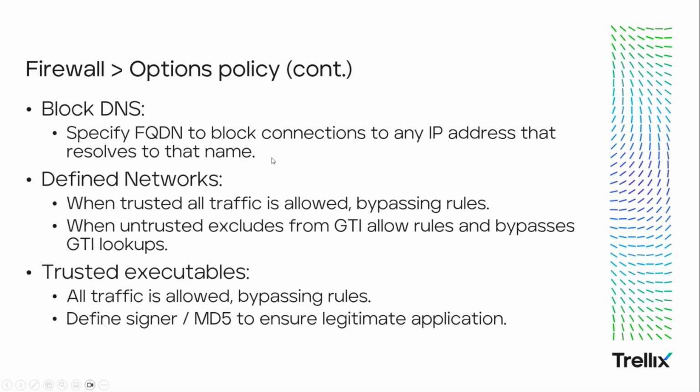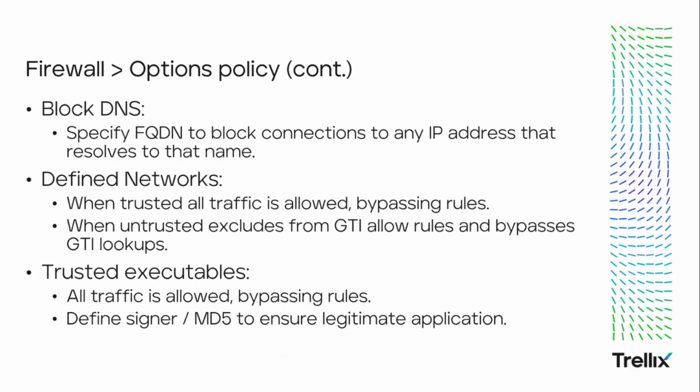The second section is defined networks. These are networks that you trust. They would typically be your internal network ranges, whether that's specific IPs, sets of IPs, entire ranges, subnets, etc. When a network is defined here, all traffic across that network is allowed. So any internal traffic to that network is allowed, and it bypasses the rules that are defined in the rules policy.